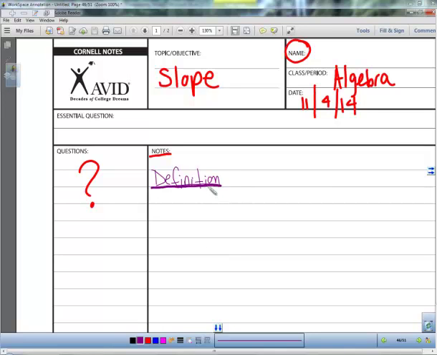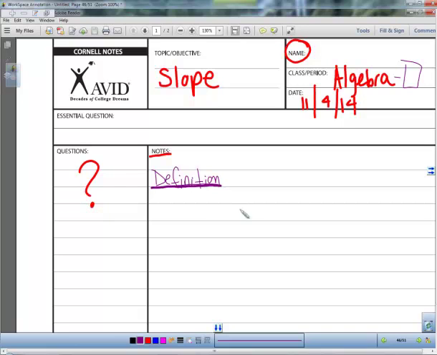Guys, it's Ms. Castor. Go ahead and get out Cornell notes. Title them Slope. Make sure that your name is on it. You have algebra, and then you have your class period. Today's date, the 4th. Make sure to write any questions over here on the left. We're going to go ahead and get started.